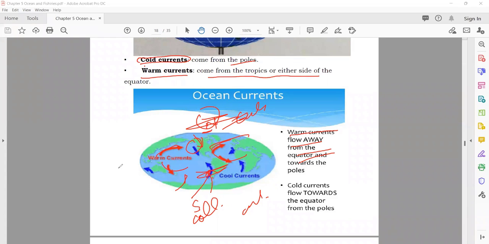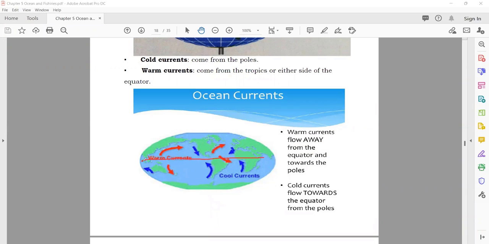Another thing. For example, if I draw the equator here, this is the equator line. I will change the color, then it will be easier. They are saying that the warm current always moves away from the equator. You can see the red lines going away from the equator. Whenever there is a warm current, it moves away from the equator. The cold one always moves towards the equator. Cold currents flow towards the equator from the poles. Is it clear?